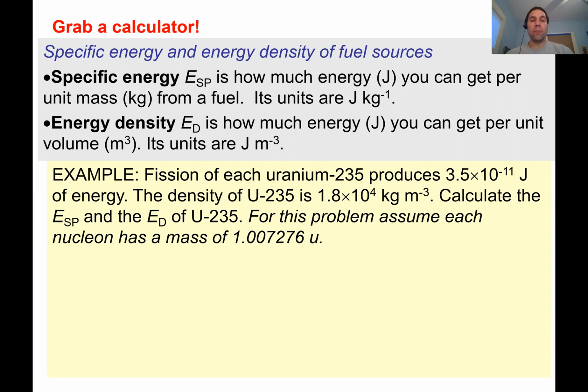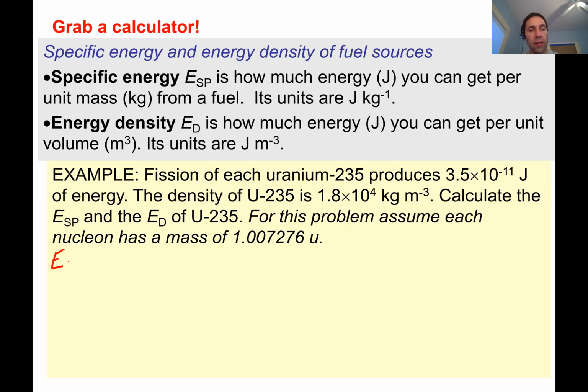So let's walk through an example here together. We have a fission of uranium-235, and we know that it produces that amount of energy. And we know that the density of the uranium-235 is given there. And so what we want to do is calculate two things. We want to calculate the specific energy, and we want to calculate the energy density. So let's walk through this together. Okay, and for this problem, we're going to assume all the nucleons in uranium-235 just have the same mass. For our purposes here, the mass difference between a proton and a neutron is not significant.